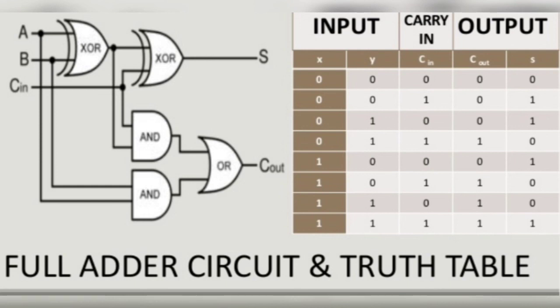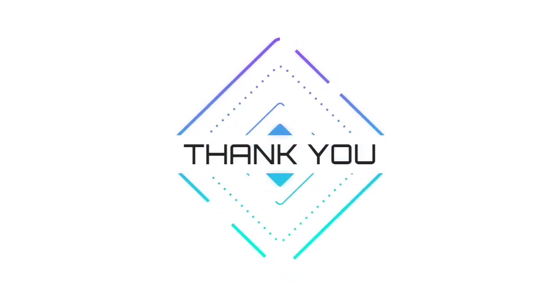If we take 1 0 1, then the sum is 0 and the carry out is 1. If we take 1 1 0, the sum is 0 and the carry out is 1. If we take 1 1 1, then the sum is 1 and the carry out is also 1. By this, we can understand the full adder circuit and its truth table.